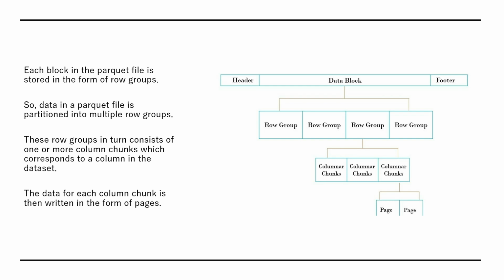And each of those column chunks means, like we saw in the previous slide, that there were three columns: country, etc. So if you take country, out of country it will pick up a couple of rows, take the value of country and group it together. These are known as pages. So it's a data block, row group, column chunks and pages. The basic fundamental unit is pages.